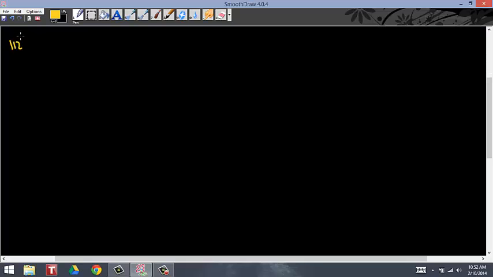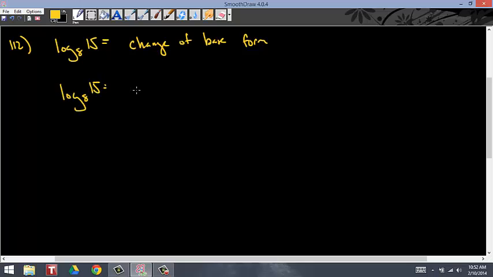Next one, 112. Log base 8 of 15. For this one here, you want to use, remember, the change of base form. Now, the change of base form is something that we touched on, but we didn't really get quizzed on it. If I want to take a non-base 10 logarithm of a number, there are two different ways I can go about it. And you're going to need a calculator for this.